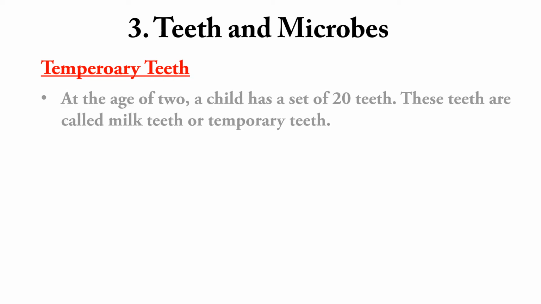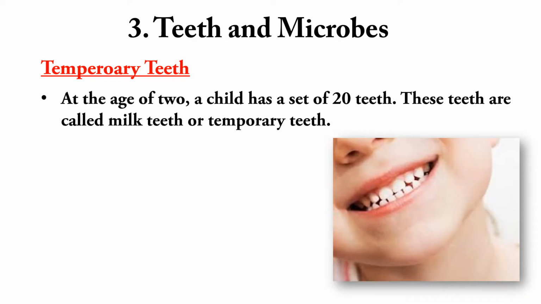Hello, dear children. We have no teeth at the time of our birth. The first tooth will develop only after 6 months. At around 15 months, 8 teeth are usually present. At the age of 2, a child has 20 teeth. These teeth are called milk teeth or temporary teeth.